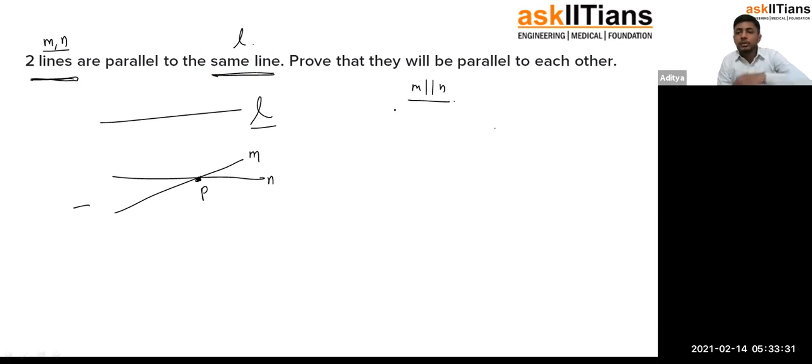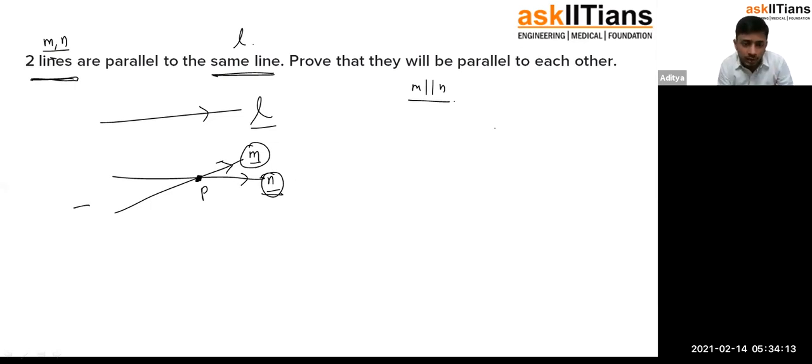So what I've done is I have assumed to the contrary that, okay, somehow let's assume that they are not parallel. So then if M and N are not parallel to each other, then they will intersect at some point P. It is already given M is parallel to L and N is also parallel to L. Now look, by Playfair's axiom, we can say that there will be a unique line which will pass through P and parallel to line L. Unique line means exactly one line. So this means M and N are coincident lines. They represent the same line.